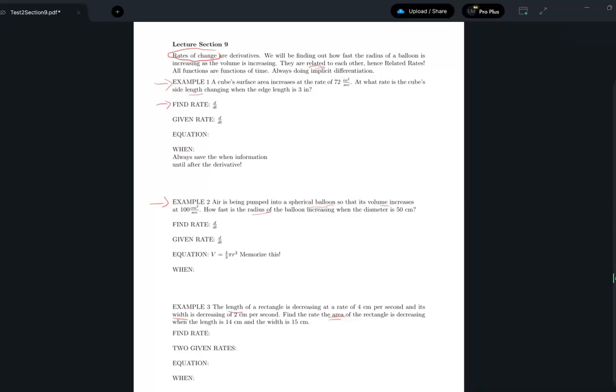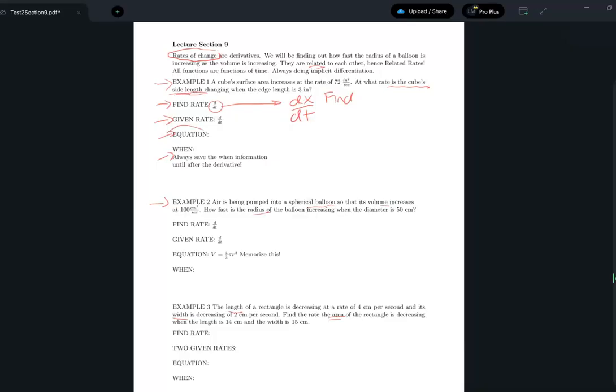So this is my little training wheel kind of deal. We want to get from the words what the rate is that we're trying to find, and it's always going to be d over dt, changing with time. What is the rate the cube's side length is changing? I'm going to say dx over dt is what I want to find. Now I have to think about what x is. x is the side length.